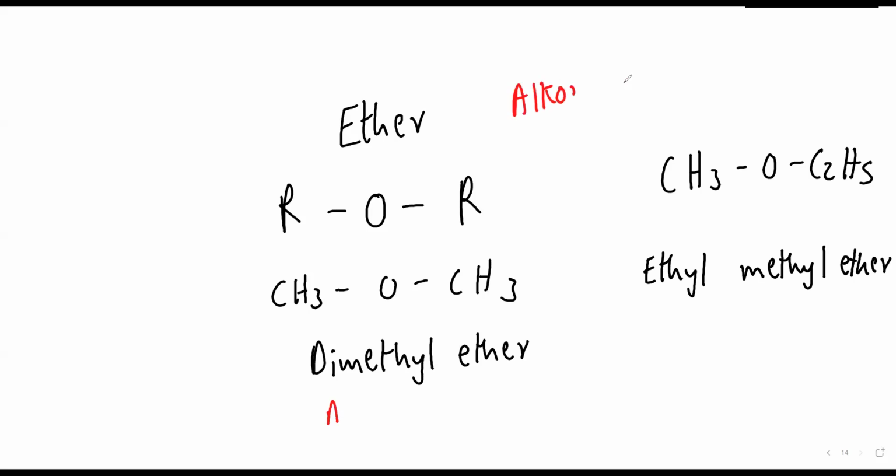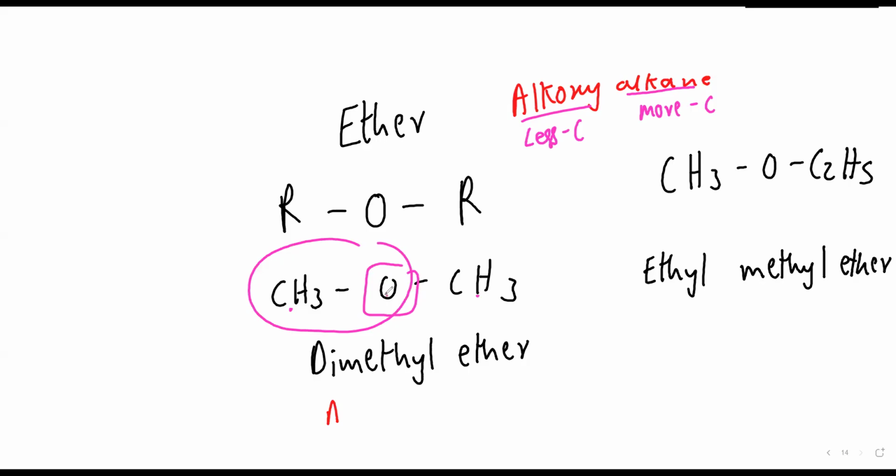Alkoxyalkane. Alkoxy. Let me give the logic. The alkane should have more carbon, and the alkoxy should have less. Now in this case, look at the left-hand side and the right-hand side. Here also there is one carbon, so no more or less. So this will be methoxy, and this will be methane. Methoxy, methane. I'm explaining the name.